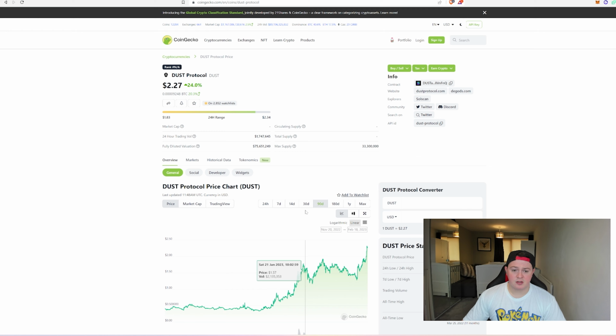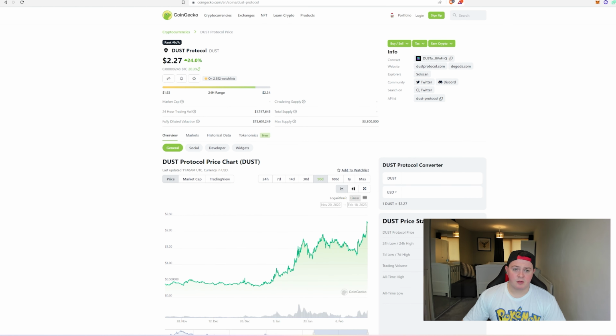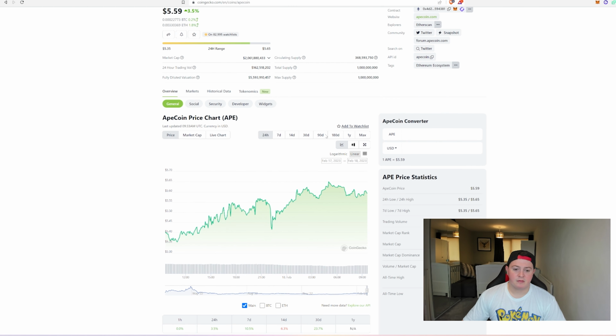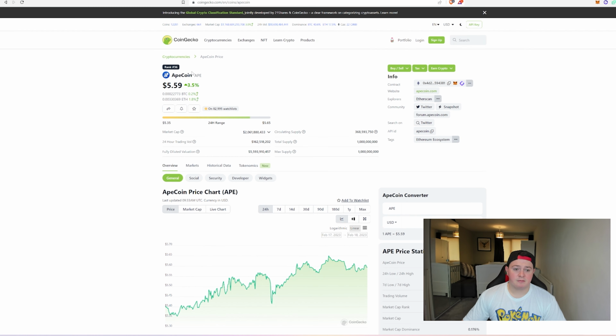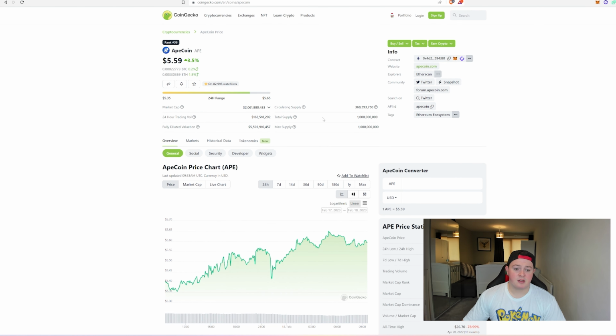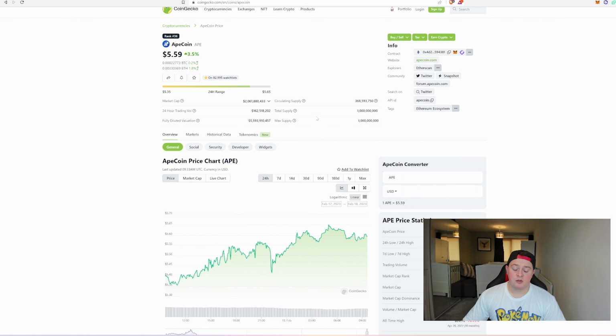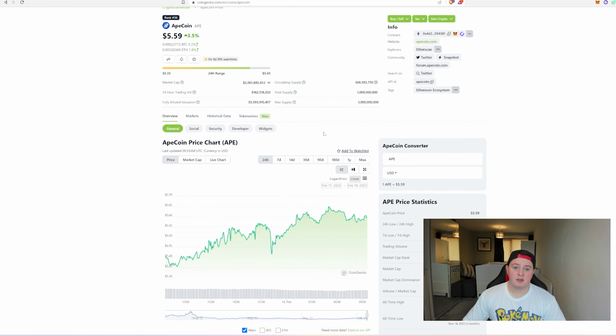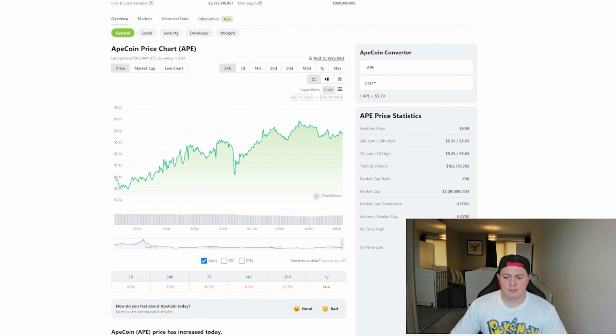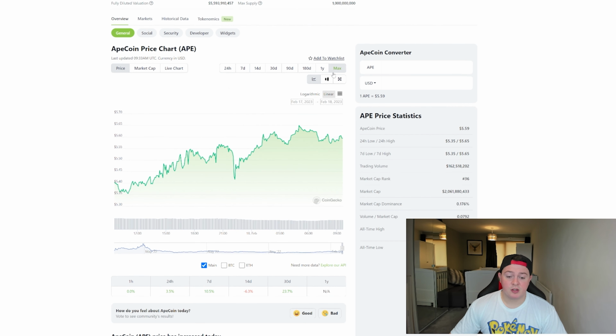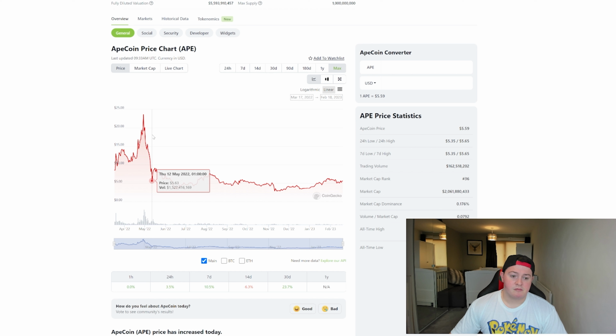So if we compare this to ApeCoin, this is the Ape token here. Chart strong as well, up 3.5%. Obviously it's a much higher market cap token, so it'll move a little bit slower as well. Whereas Dust's only 70 million market cap, this is over 2 billion. It's 80% down from its all-time high. If you look on the max chart here, that's obviously its peak there, and then it's just been all downhill from there. That was just after it first came out.